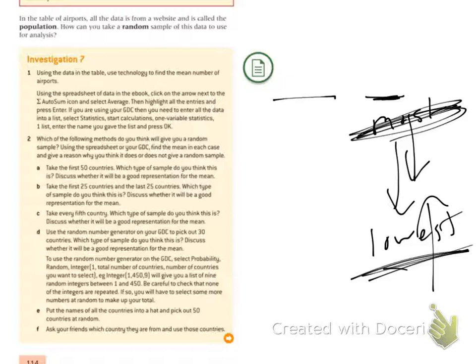And then part E, if you put all the names of the countries into a hat and pick out 50 countries at random, I think that definitely would be a random sample, because you're going to get a little bit of everything. And obviously, whatever countries you pick out could change the mean up or down. And then even F, ask your friends which country they are from and use those countries.